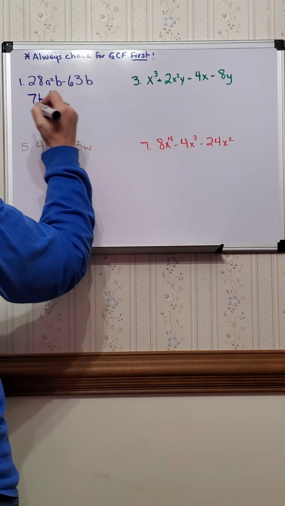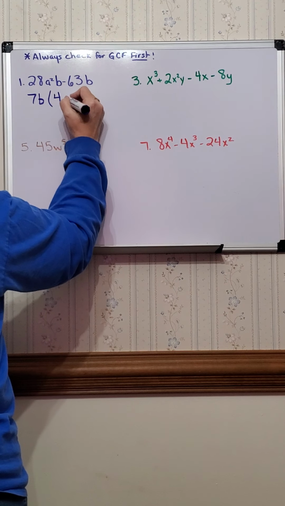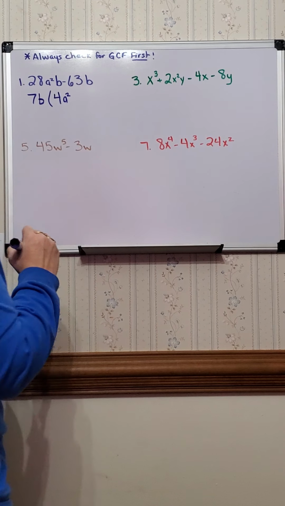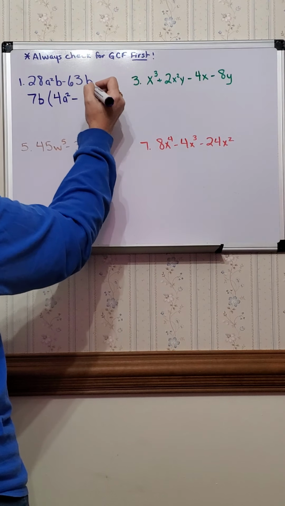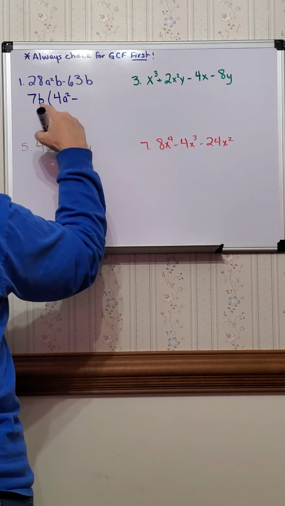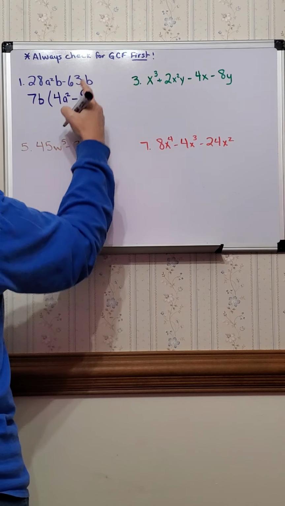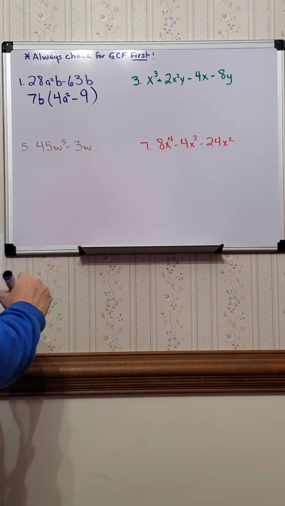Now, what is left? 28 divided by 7 is going to leave me 4. I have both of my a's left, so I'll leave that there. And then I've got 9, because 63 divided by 7 is going to give me 9. And that b has already been pulled out.